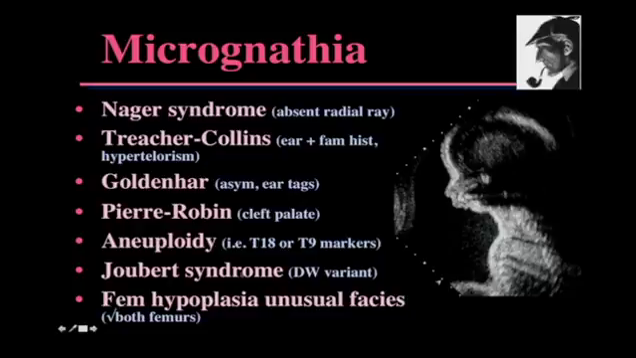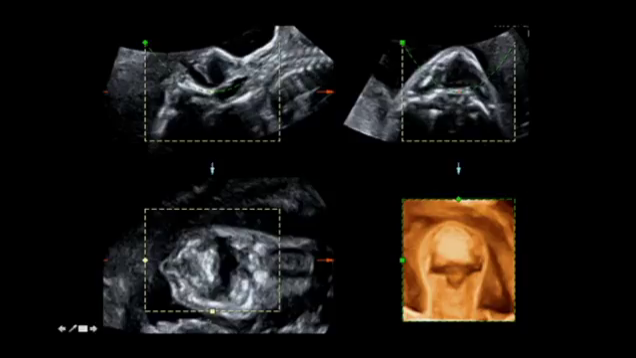Joubert syndrome is an autosomal recessive syndrome where the other feature, besides the micrognathia, is a Dandy-Walker variant. It's a devastating abnormality which results in fetuses that have severe mental retardation. And the last one on the list is femoral hypoplasia unusual facies, where you have a small chin, sometimes a cleft, but you also had abnormal femurs, sometimes both, sometimes just one. So let's see some examples.